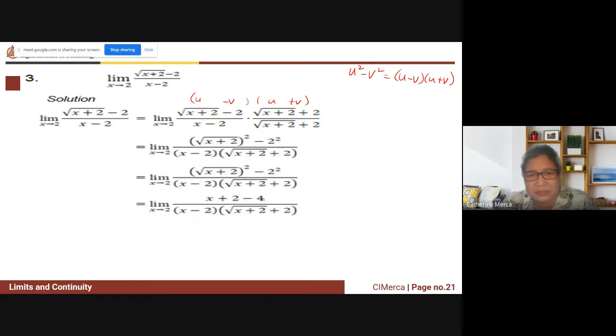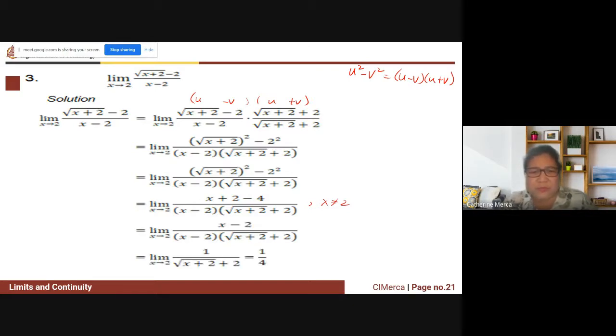So since there is x minus 2 here and x minus 2 there, and x is only approaching 2, it can be divided out. Remember that x is not equal to 2 here. So you come up with x minus 2 over x minus 2, which is 1, so you have 1 over the square root of x plus 2, plus 2. It cancels because x is not equal to 2, it's just approaching 2.